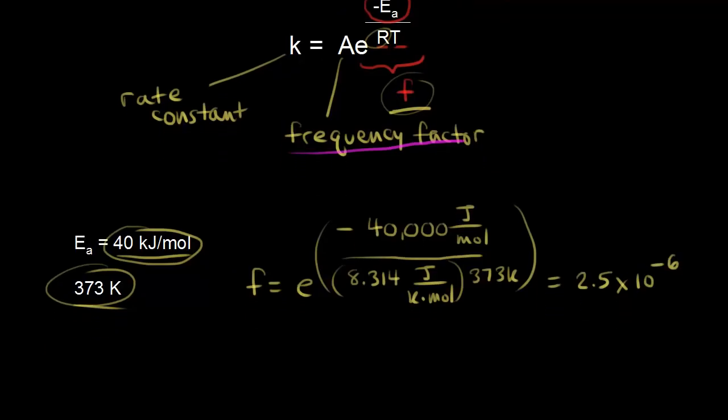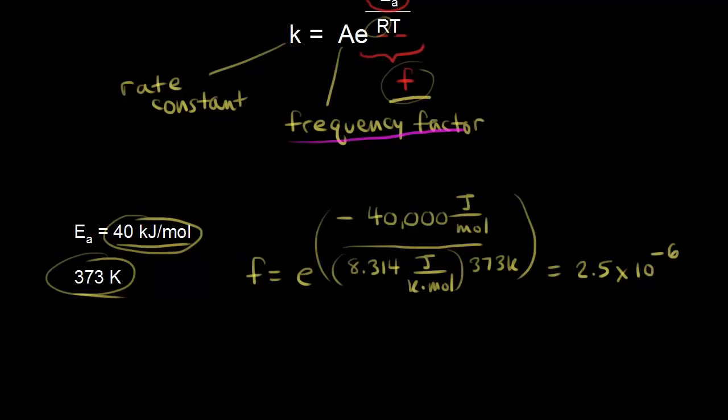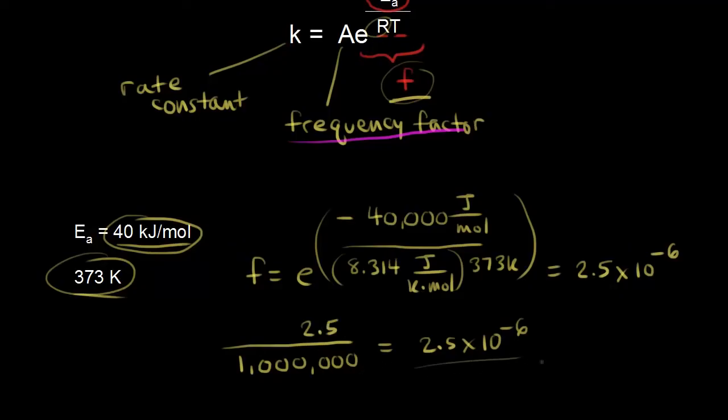So what does this mean? Let's say we had 1 million collisions. What number divided by 1 million is equal to 2.5 times 10 to the negative 6? This number is 2.5. 2.5 divided by 1 million is equal to 2.5 times 10 to the negative 6. So what this means is for every 1 million collisions in our reaction, only 2.5 collisions have enough energy to react. Obviously that's an extremely small number of collisions with enough energy.